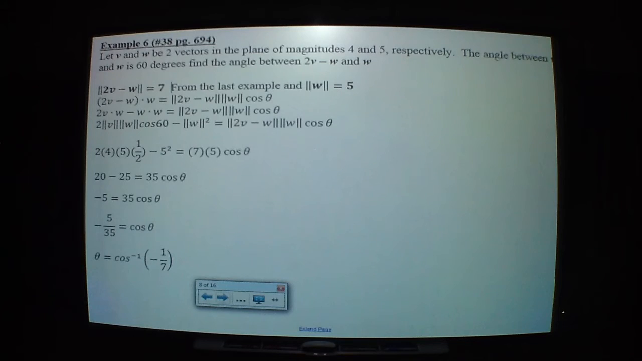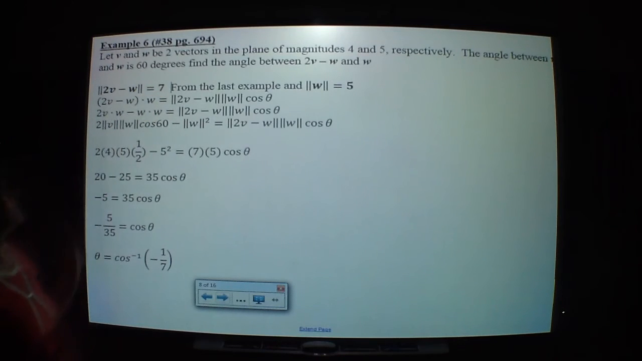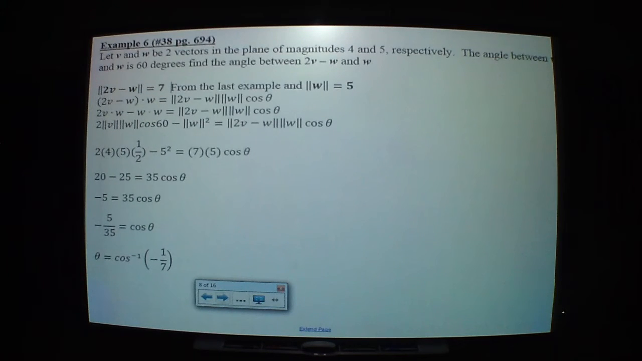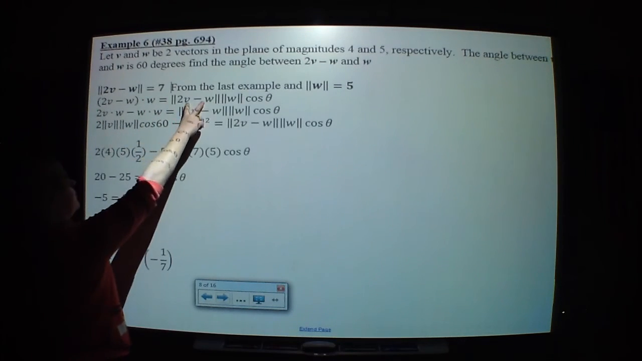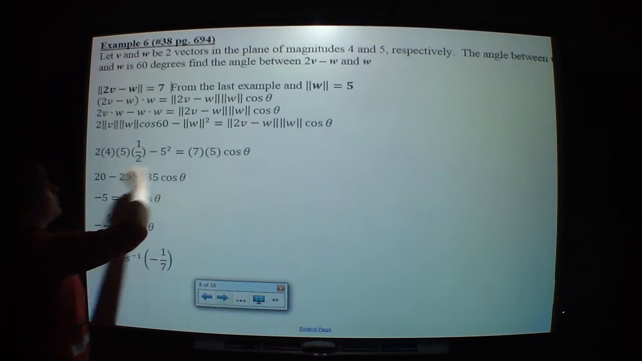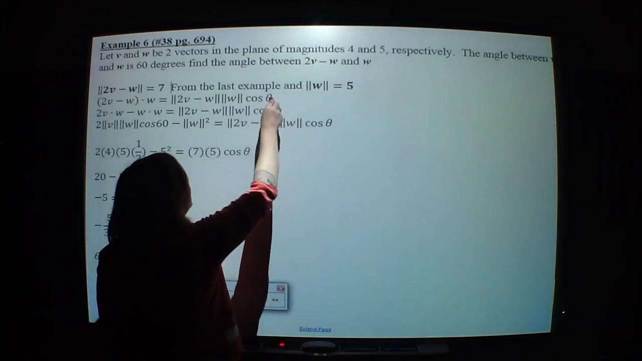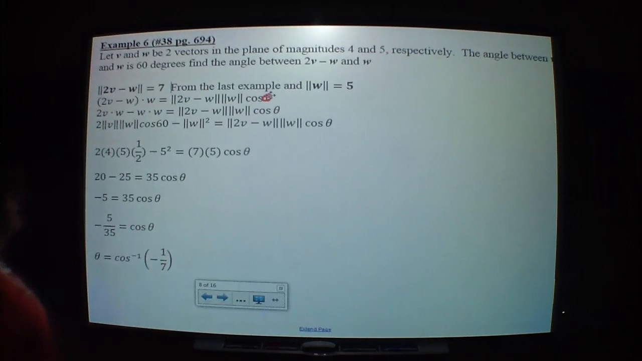Same example almost as before, but now I want to find the angle between 2V minus W and W. Okay? So from the last example, we knew the magnitude of 2V minus W is 7, and it's given that the magnitude of W is 5. So the dot product of the two is equal to the magnitude of the one times the magnitude of the other times the cosine of the angle between them. That's what I want to find out, that angle between them.